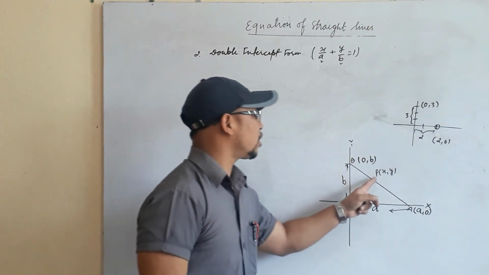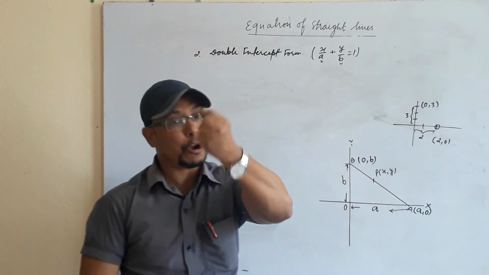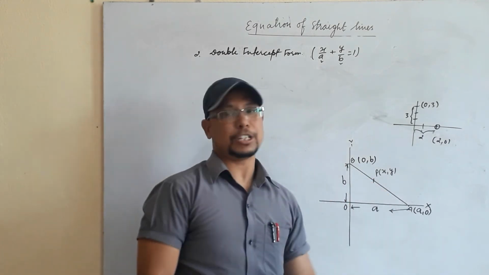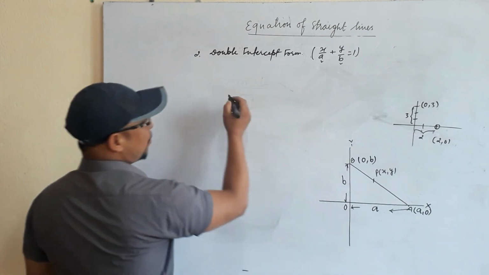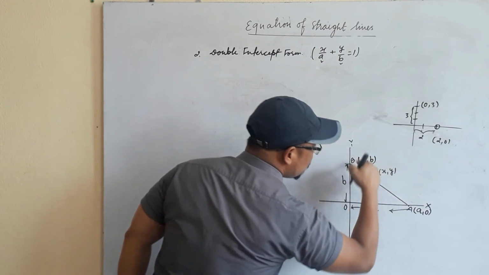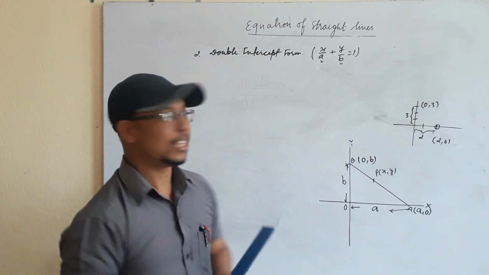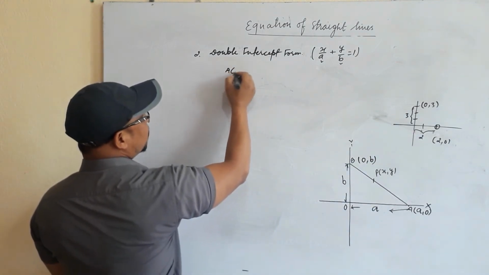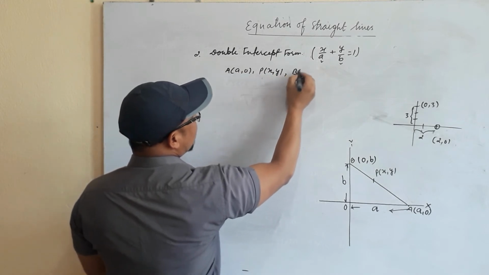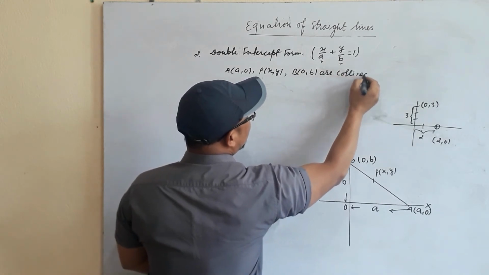Okay. Now let us suppose this P, X, Y be any point on the line AB. We always need to take one of the points on the line. So we always suppose this P, X, Y be any point on the line AB. Now you look at here. This is A, 0. P, X, Y and B, 0, B, they all lie on the same straight line. That means they are collinear. This is A, 0, P, X, Y and B, 0, B are collinear. Okay?